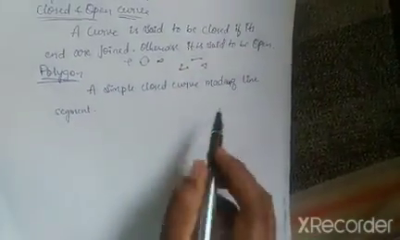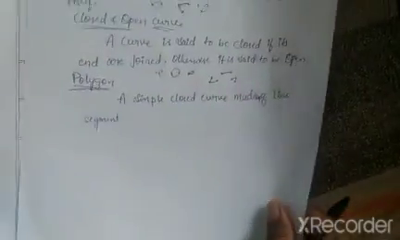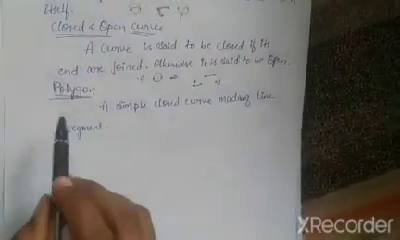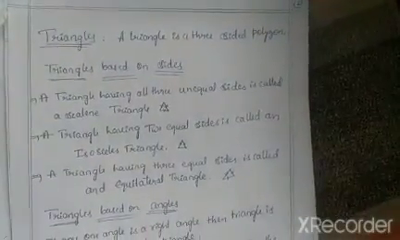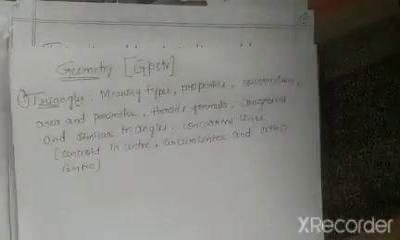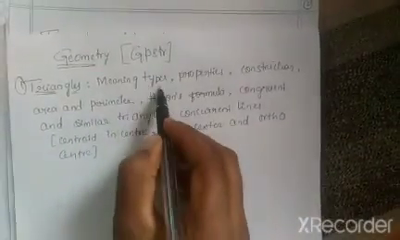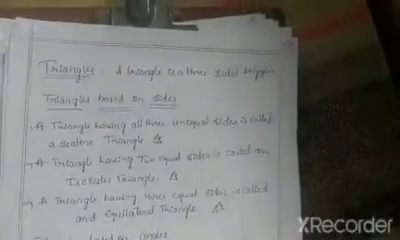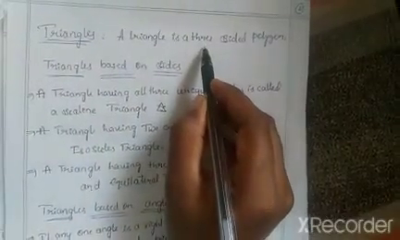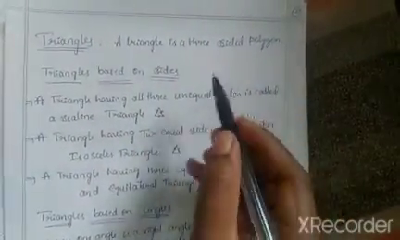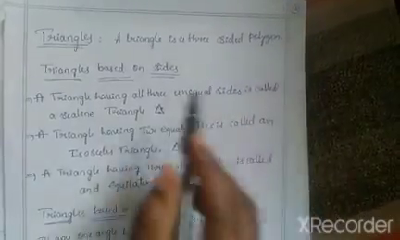Polygon. A simple closed curve made up of line segments is called a polygon. Polygon helps to define triangles and other polygons easily. So in the first chapter they ask meaning and types. I will start with meaning. Triangle: a triangle is a three-sided polygon. I already told the definition of polygon.